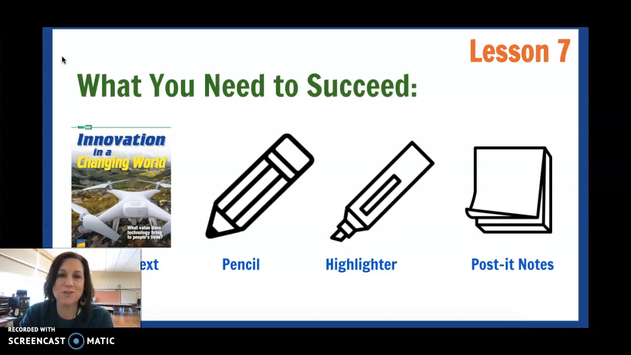So, of course, you need your mentor text, a pencil, a highlighter, and some Post-it notes. Grab those items and let's get started.